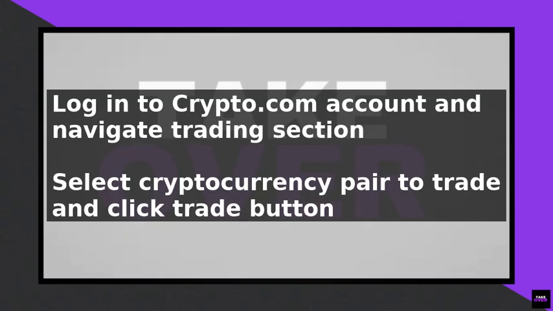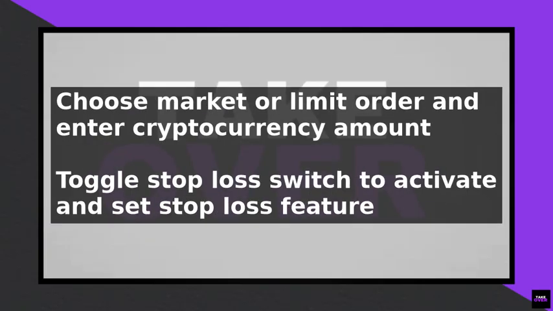To get started, first log into your Crypto.com account and navigate to the trading section. Once you are in the trading section, select the cryptocurrency pair you want to trade. Next, click on the Trade button and select the type of order you want to place, either a market order or a limit order. For the purpose of this tutorial, we will be using a market order.